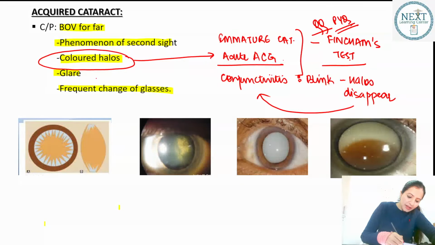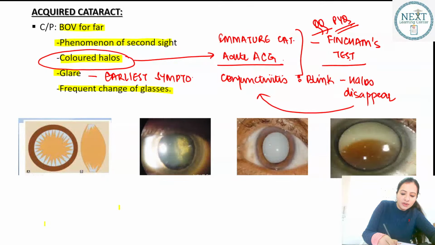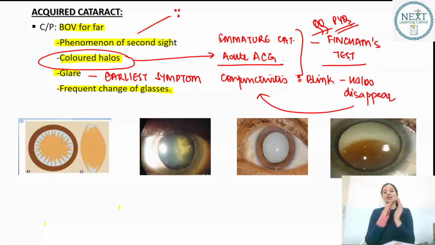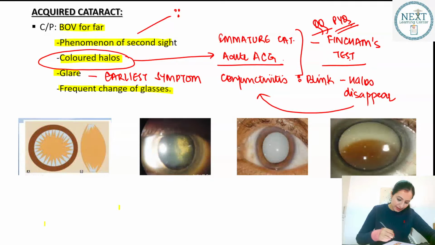Then what is the earliest symptom of cataract? The earliest symptom of cataract is glare. Phenomena of second sight, why does it occur? Because in cataract there is nuclear hardening that leads to abolition of glasses for near, which you call the phenomena of second sight.